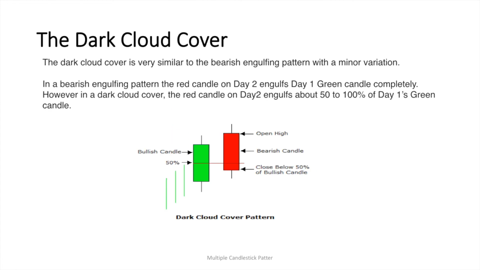Now the second is the dark cloud cover pattern. The dark cloud cover pattern is the same as the bearish engulfing pattern with a minor variation. As we know, in the bearish engulfing pattern the red candle on day 2 engulfs the day 1 green candle completely. However, in dark cloud cover, the day 2 red candle engulfs about 50 to 100% of the day 1 green candle. As shown in the figure, this is the open, and your close is below the 50% of your bullish candle.